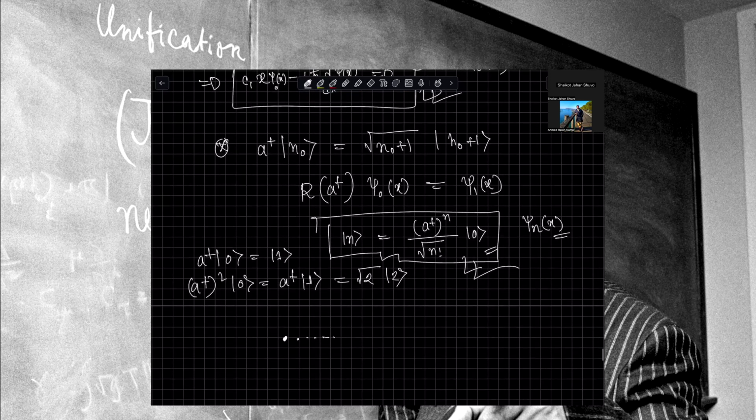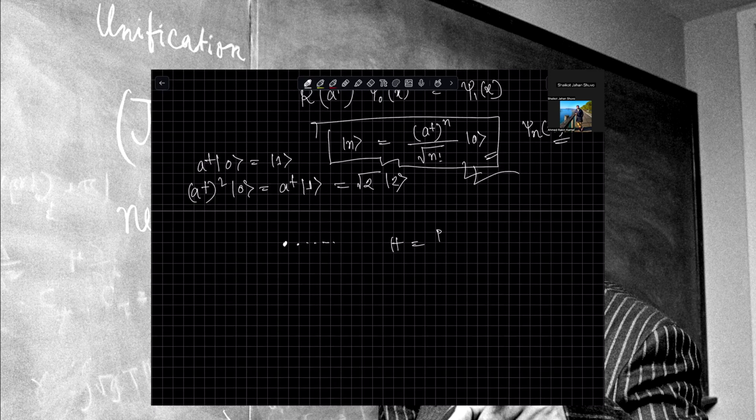You're going to see again this a and a dagger, creation and annihilation operators. And another way of introducing them is, when you write down the Hamiltonian, p squared, x squared, something like this, you can factorize it. This is one way of writing it. And the other way is to write them in terms of a Fourier transformation. That's something I'm not going to show you. I think in the prelude classes, the introductory classes, you're going to see a lot of Fourier transformations.